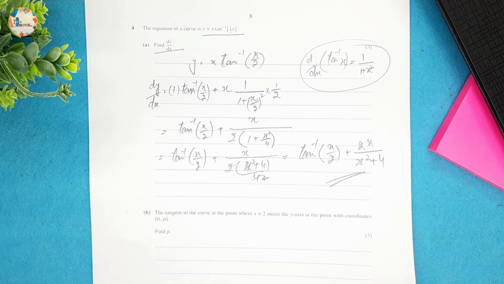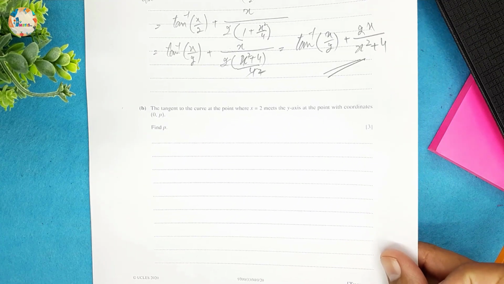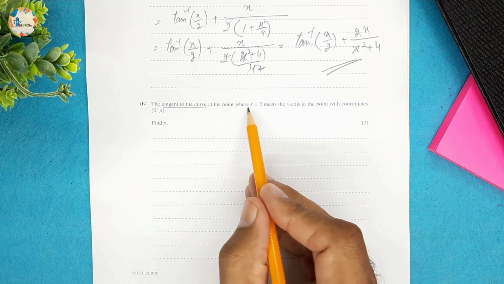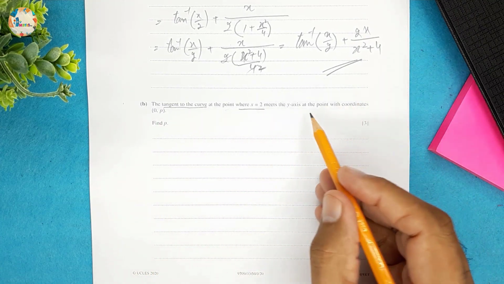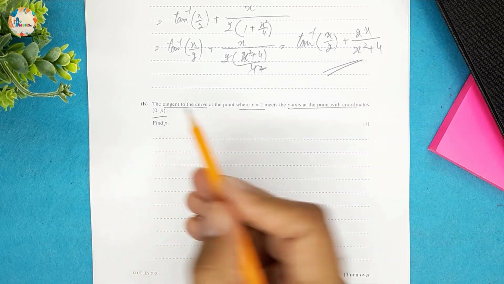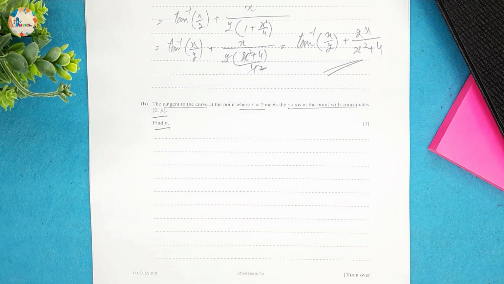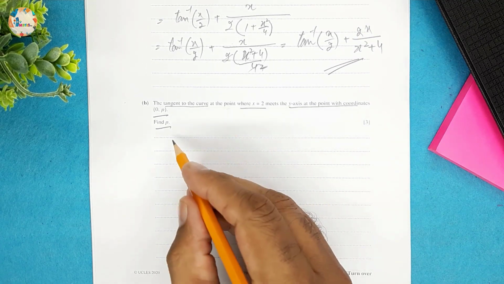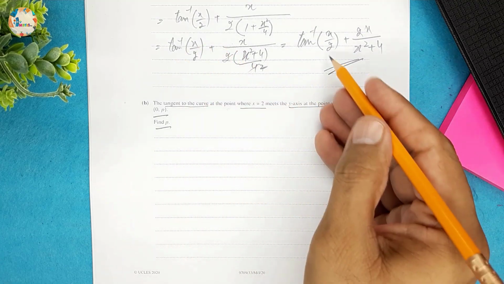Now this is part B, the tangent to the curve. The tangent to the curve at the point where x is equal to 2 meets the y-axis at the point with coordinates (0, p). We have to find the value of p. So basically the equation of the tangent to the curve we have already done in the previous part.